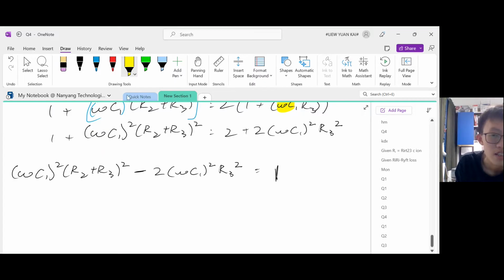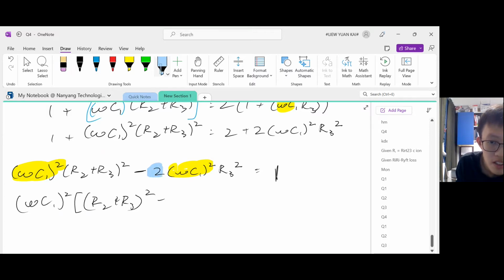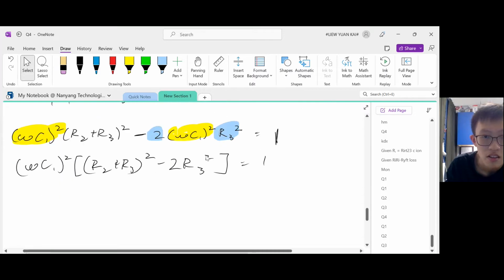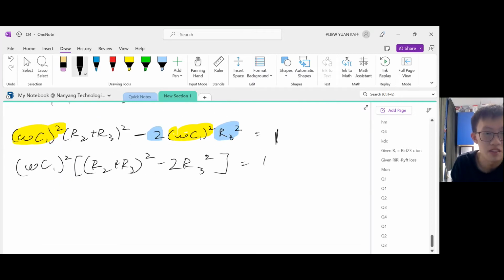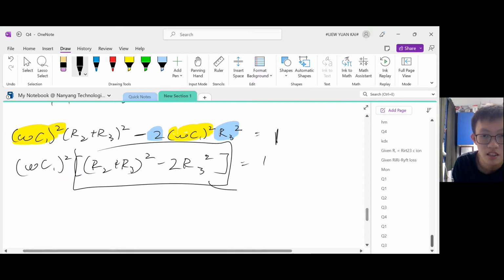What else can I do? Okay, see, the reason why I distribute the square, right, is so that I can factorize this out. Factorize this, and factorize this. So I'm gonna factorize that out, leaving behind this. Then the terms here, here, I copy it down. Right? Okay. Then remember our objective is to find omega. So I'm gonna bring this to the other side.